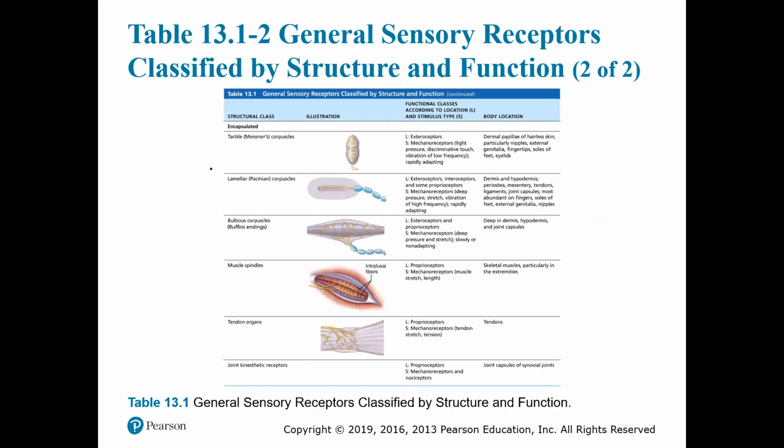So here's a good table. Shows you the Meissner's, Pacinian, encapsulated now, right? These are encapsulated. And the bulbous Ruffini's, this muscle spindle, which we have to get to know because we got to see that when we do the reflexes, stretch reflexes specifically. Then you have the tendon organs, and you can see that's a little difference in the tendon. And again, it says here it does say tension and stretch, but it's really about tension. And that's encapsulated too. And the joint kinesthetic receptors.